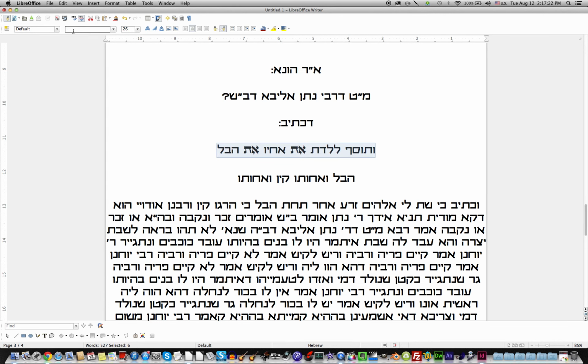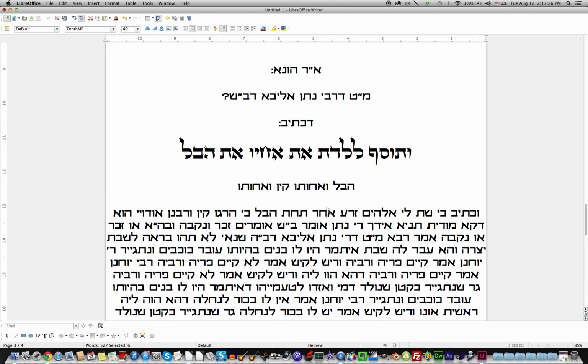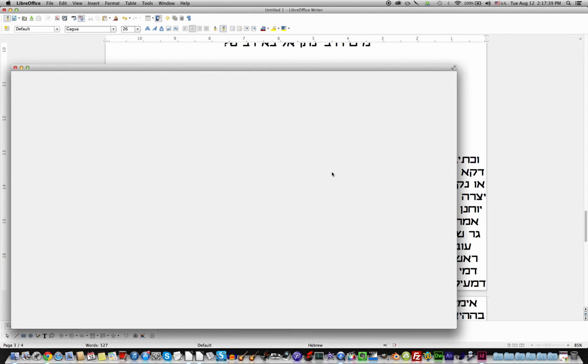Okay, so those words are very significant. Et 40. Et. I can bold it. See here it lets me bold this particular font. In the new versions, I could show you as an example once it opens.